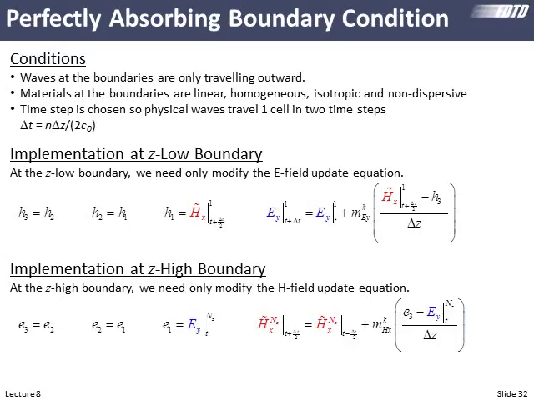Then what we realized is, we set our time step so that the wave travels one grid cell in exactly two time steps. That means when we need the field value from outside the grid, that would be the same as the field value just inside the grid two time steps ago. So we just save a record of the fields for two time steps, and we use that as the boundary condition. We do that at the z low boundary and the z high boundary, and then we have our perfect boundaries.